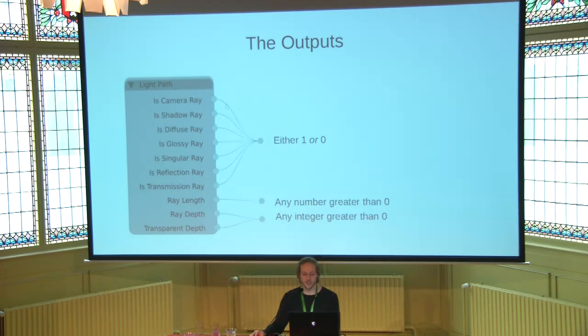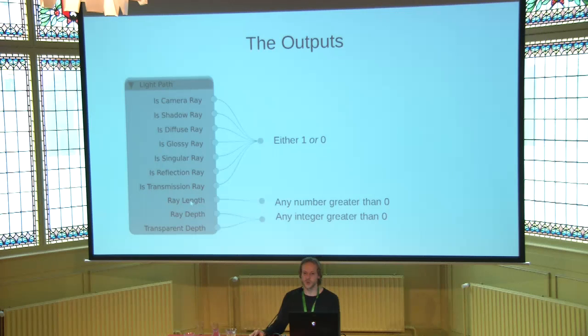So let's have a look at the outputs of this node. You can see the "Is" in front of all of these, and that means it's either true or false. There's no half glossy ray, which means this returns either 1 or 0 depending on the type of ray, depending what object or what surface the ray touched last. Then we have 3 more options that don't have an "Is" in front of them, which means that they can have values other than 1 or 0.